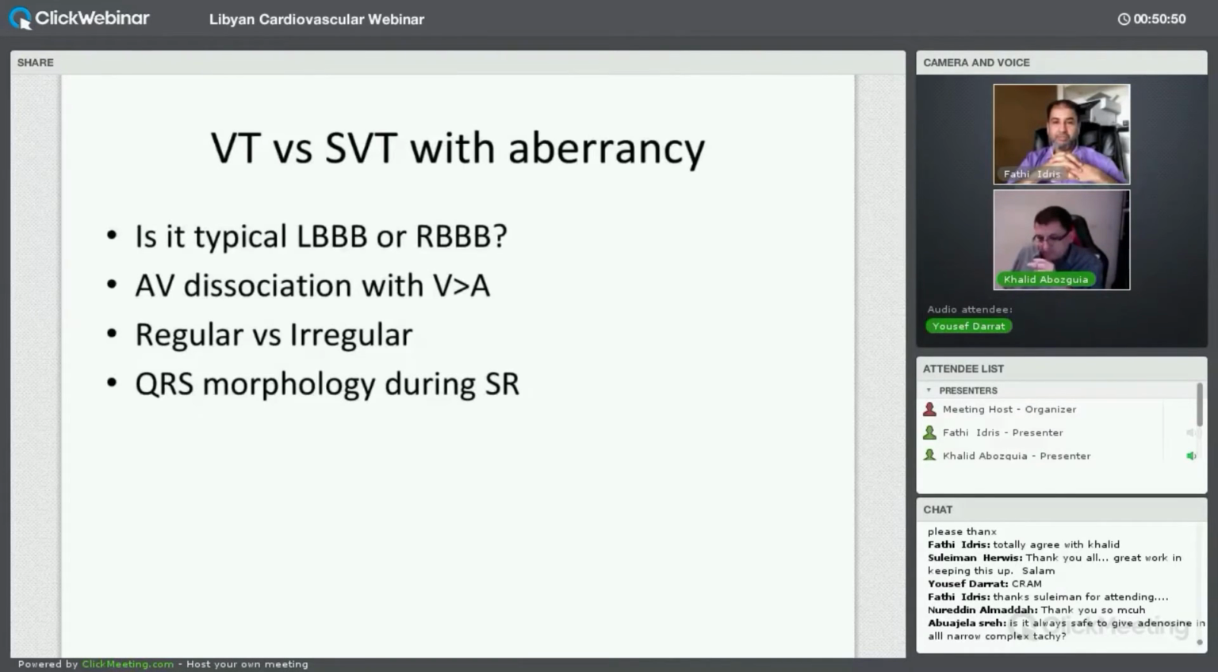Yeah, I think it's safe to use adenosine in narrow complex tachycardia. There's a worry about using adenosine in patients who have WPW. Definitely don't use it in someone with pre-excited AFib, meaning there's a wide complex irregular tachycardia. But otherwise, if it's a narrow complex, I think it's safe.